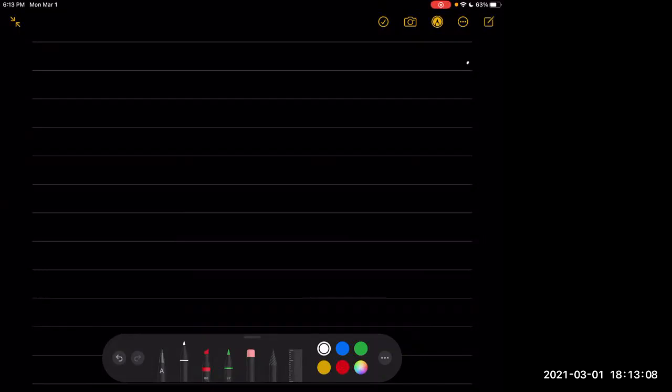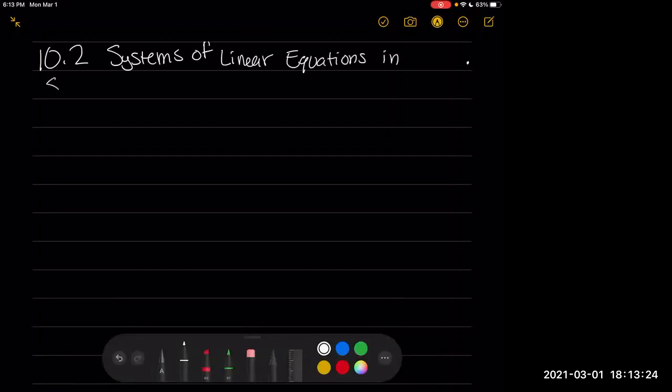Hi class, today we're going to start section 10.2, which is on systems of linear equations in several variables.